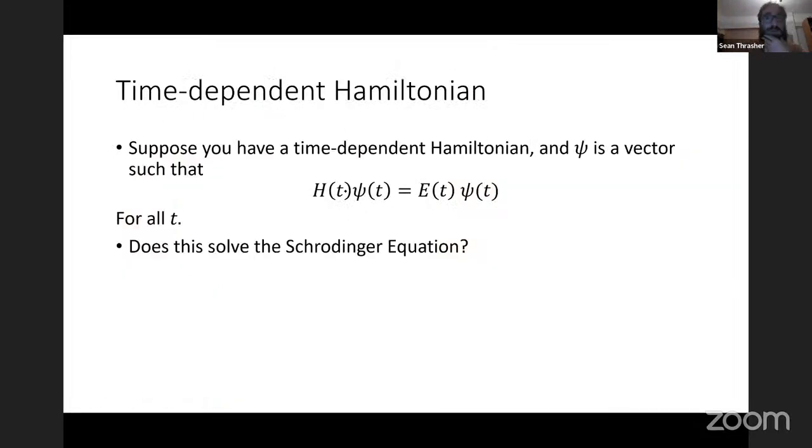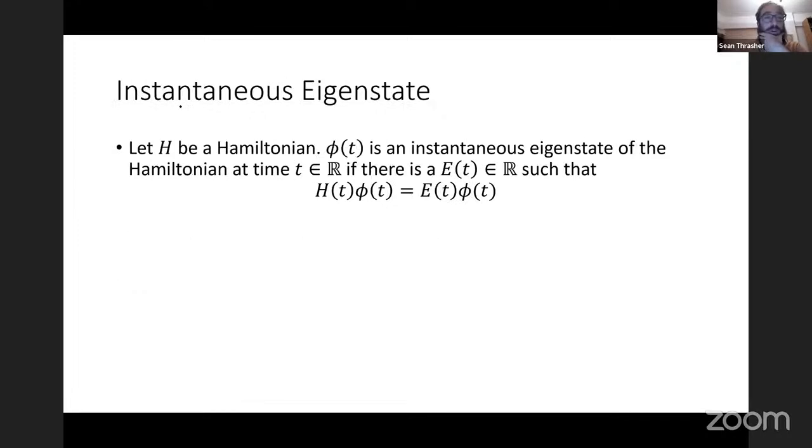So now suppose that instead you've got a vector. Imagine that we found a wave function such that this holds for all time, something like the time independent Schrodinger equation. Would this be a valid solution for the Schrodinger equation? It would not be. So first it's worth discussing what an instantaneous eigenstate is. We say that phi is an instantaneous eigenstate of the Hamiltonian at time t if this equation holds right here. Whenever I talk about instantaneous eigenstates, I mean this.